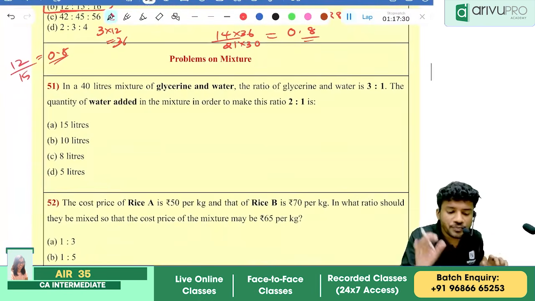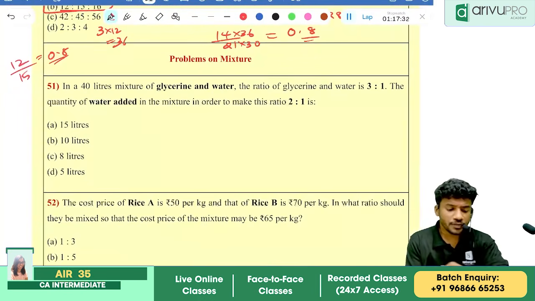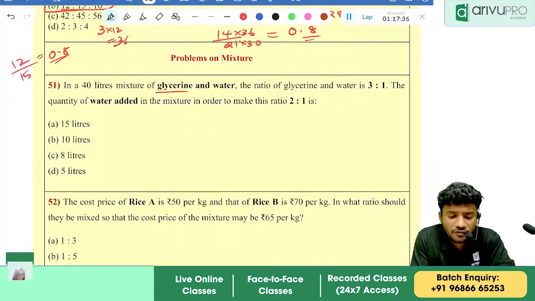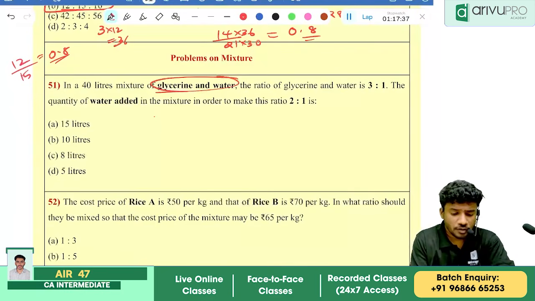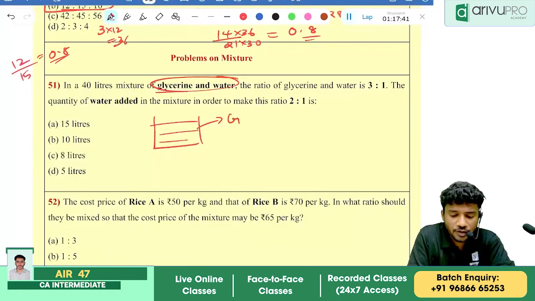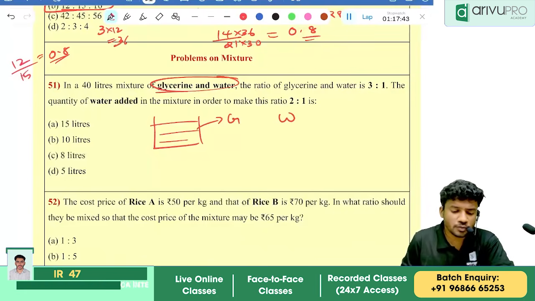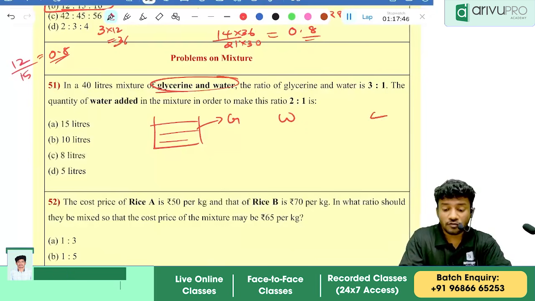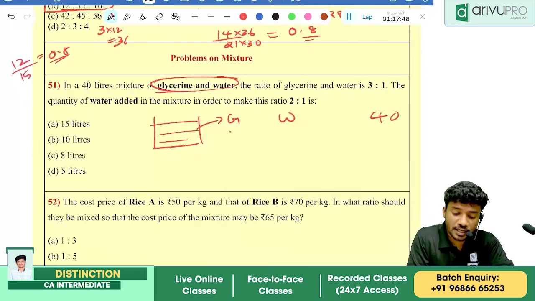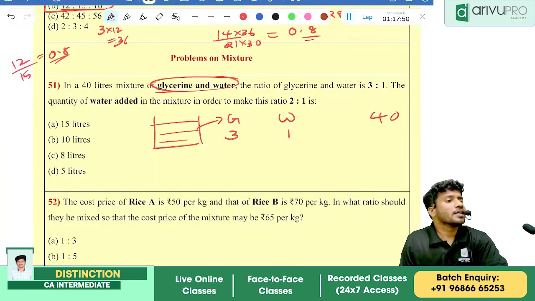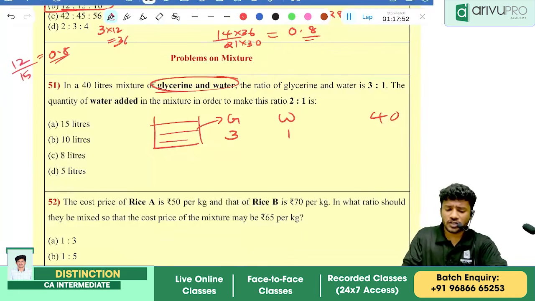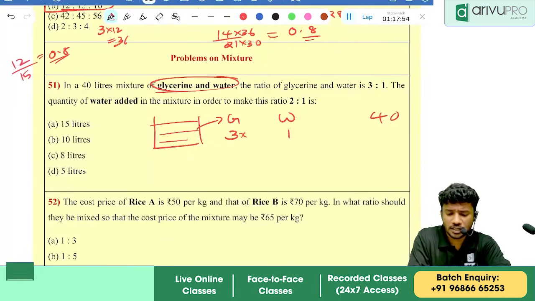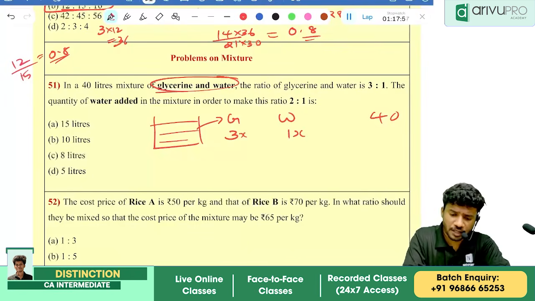Next one, problems based on mixture. 40 liters of mixture of glycerin and water is there. There is glycerin, there is water. Total how much is there? 40. What is the ratio of glycerin and water? 3:1. Now 40 liters, 3:1. Glycerin is 3x. Water is 1x. That means 3x plus x is equal to how much?